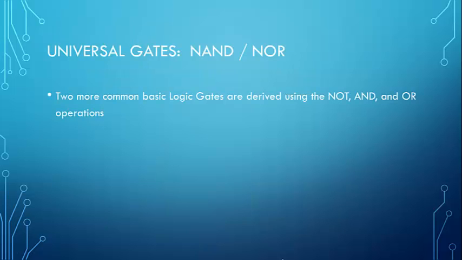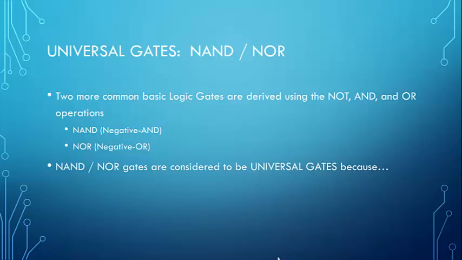There are 2 more common basic logic gates, and they're derived using the NOT gate and the AND and the OR gate operations. A NAND gate, also called a negative AND, is just as the name implies, an AND gate with the output inverted. Similarly, a NOR gate, or a negative OR, is an OR gate with the output inverted.